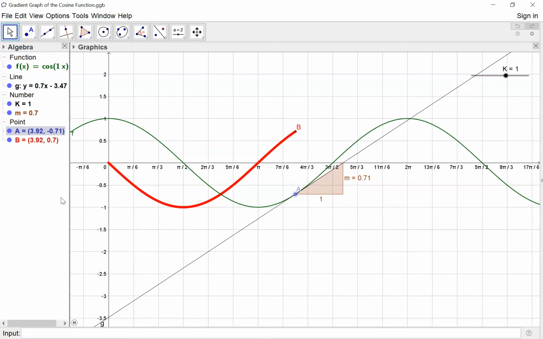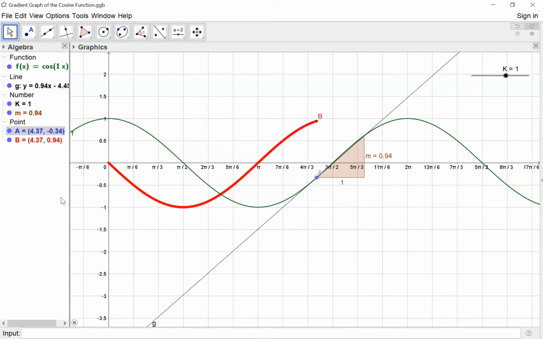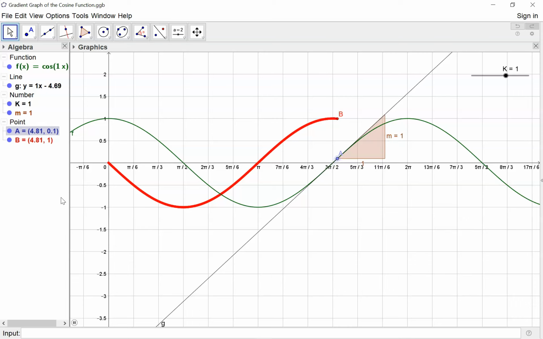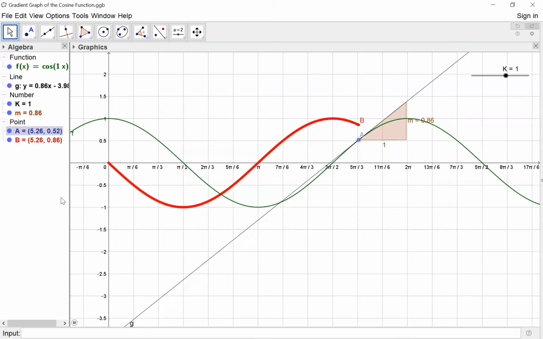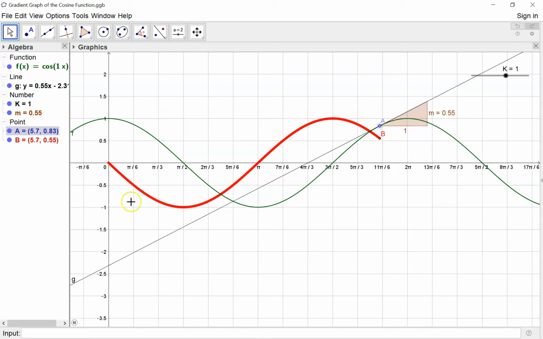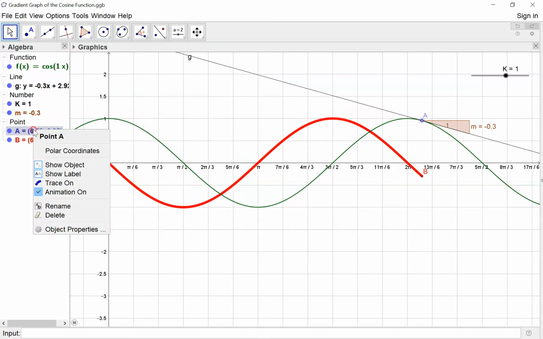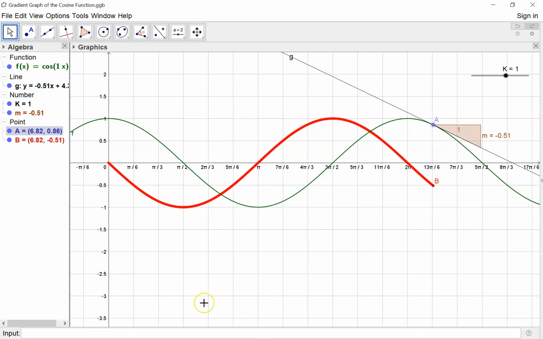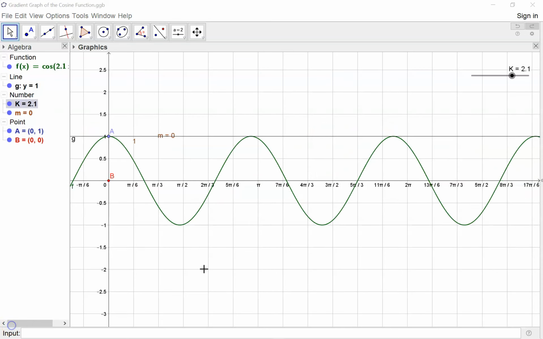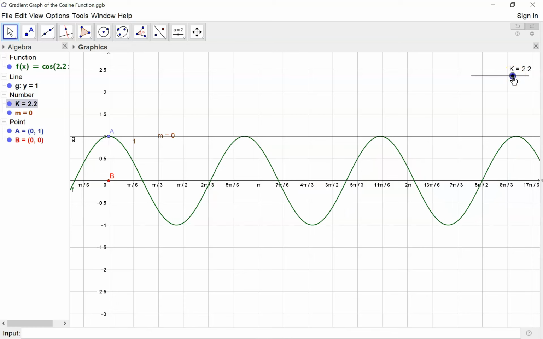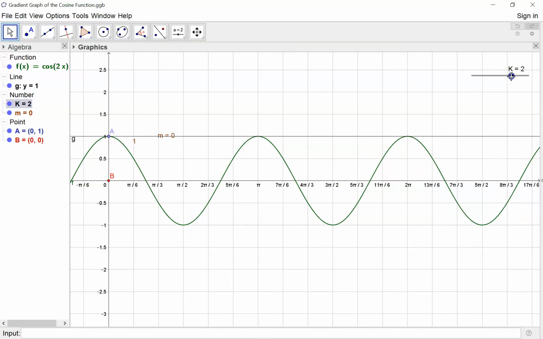Again, we have two turning points, so the highest rate of change will be halfway between, which at this point is 3 pi on 2. The gradient then will decrease as it gets towards the vertex at 0, which it will pass through. So the gradient of cos x, the red function that we've got here, is actually negative sine x.